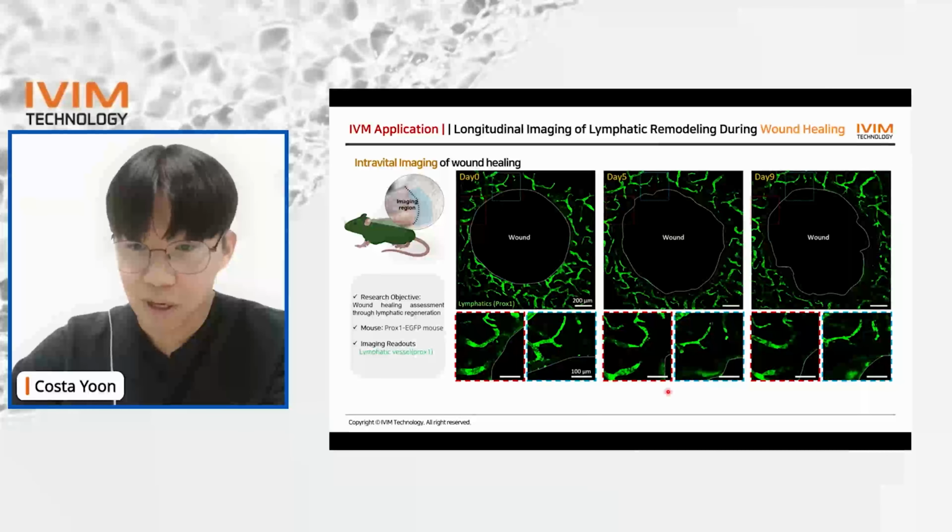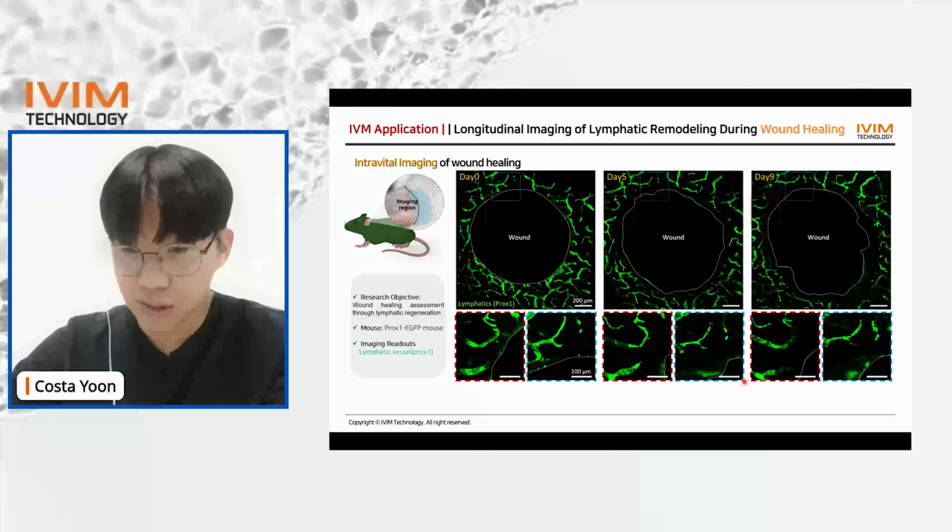On day 5, newly formed lymphatic vessel signals appeared along the wound margin. By day 9, additional lymphatic vessel structures had developed and extended further into the recovering region. This finding can be interpreted as lymphatic remodeling and regeneration associated with wound healing.